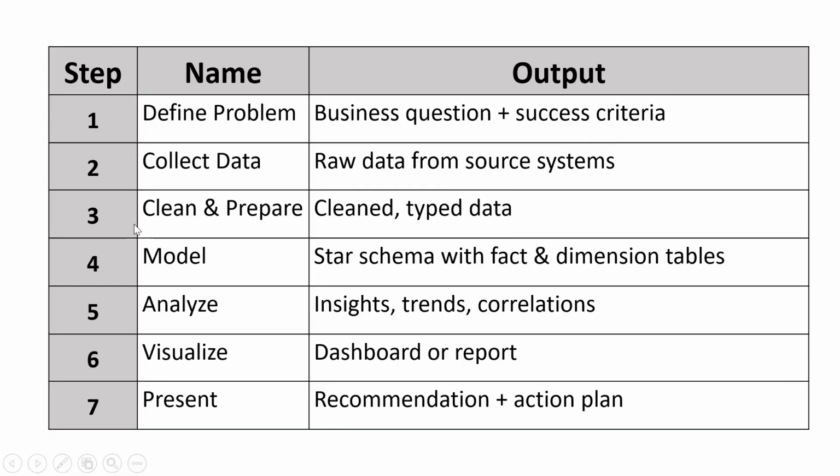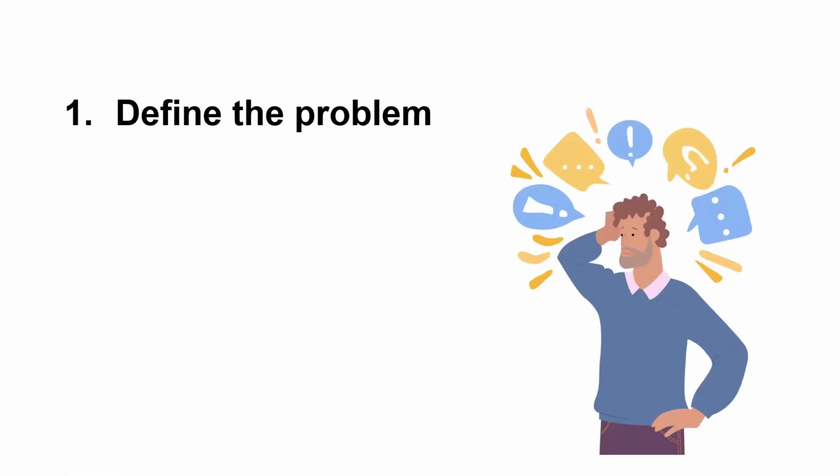The third step is clean and prepare. The output is cleaned, typed data. The fourth step is modeling, and you will get a schema as output. The fifth step is the analysis. The output will be insights, trends, and correlations. The sixth step is visualize, and here you will generate dashboards or reports. The seventh step is present, and here you will deliver recommendations. Let's talk more about each step.